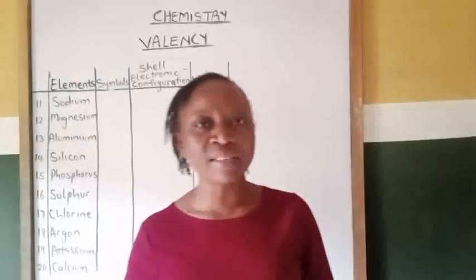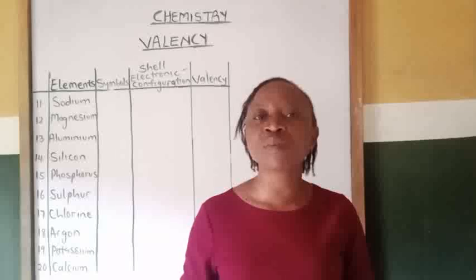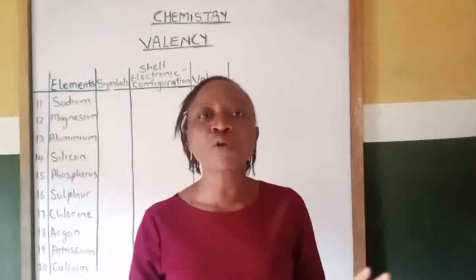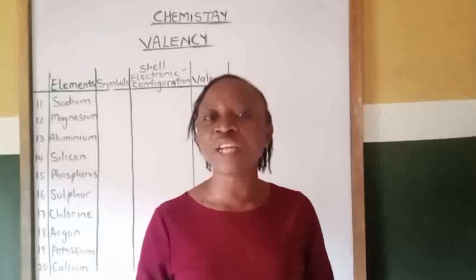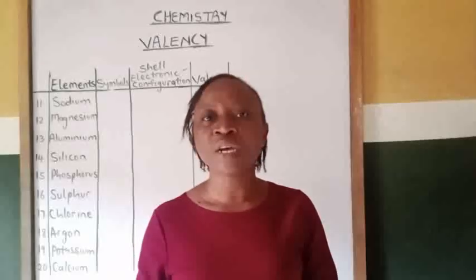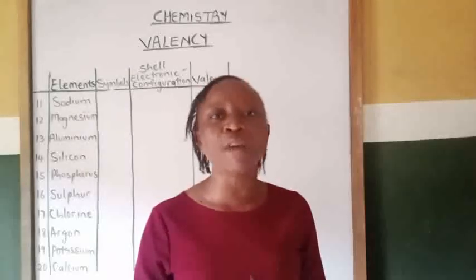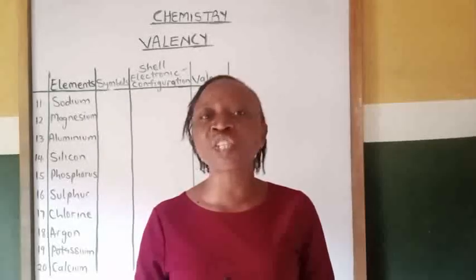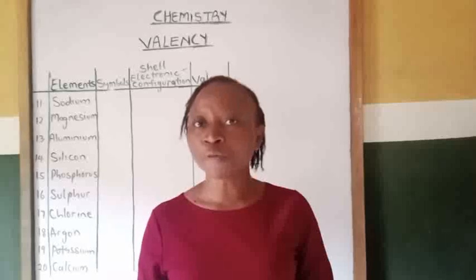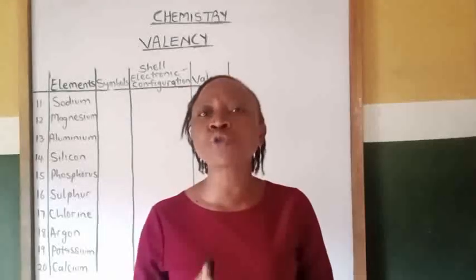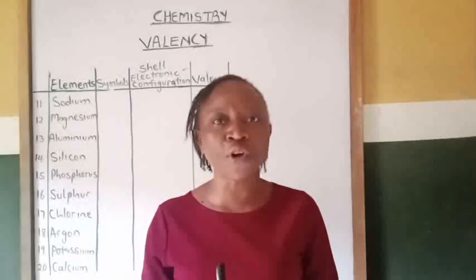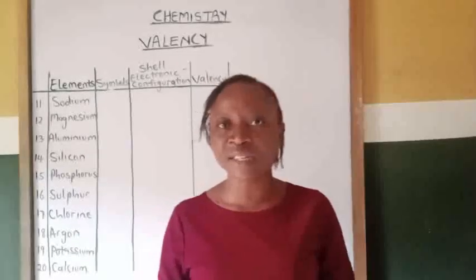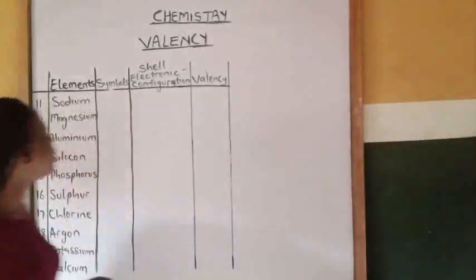We are still on valency. In my past video, we discussed the valency of the first 10 elements, their chemical symbols, and their shell electronic configuration. So in this video, we are going to look at elements 11 to 20, their chemical symbols, and their shell electronic configuration. And once you know how to write their shell electronic configuration, you'll be able to write their valency easily. So let's start with number 11.